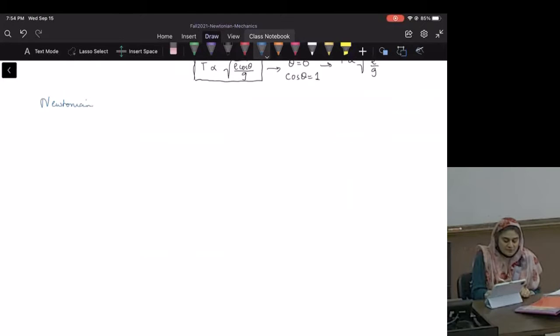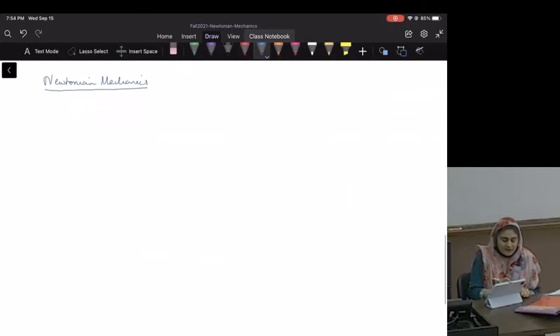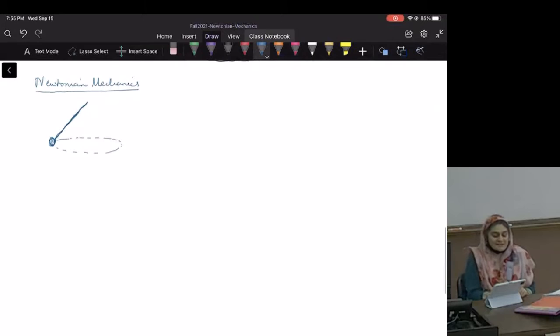So in Newtonian mechanics, a conical pendulum involves forces. So it's the same kind of a motion. It's a circular motion. And I think I'm going to stick with my normal coordinates, x and y. What are all the forces that are acting on this mass?